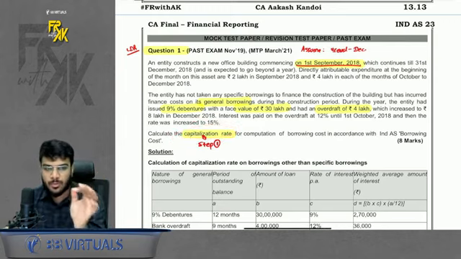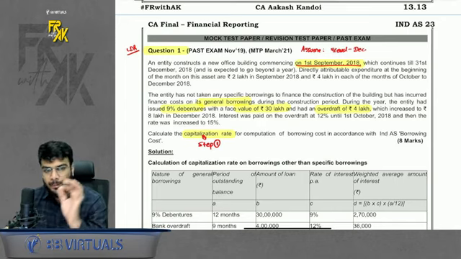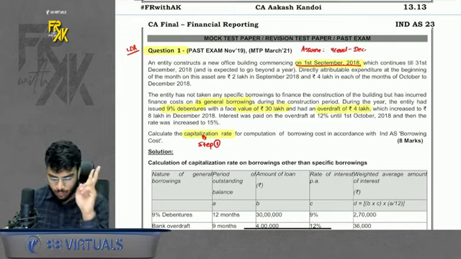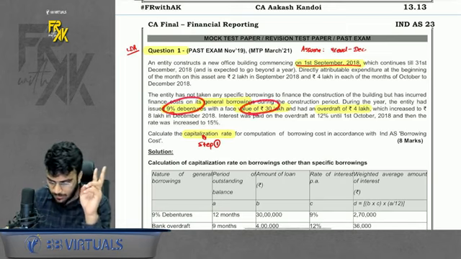They have not asked how much borrowing cost will you capitalize. So here only the capitalization rate is asked. So how will you find it? Total weighted average interest divided by total weighted average borrowings. Now how much borrowings did we have? We had 2 borrowings. One is debenture and one is overdraft.